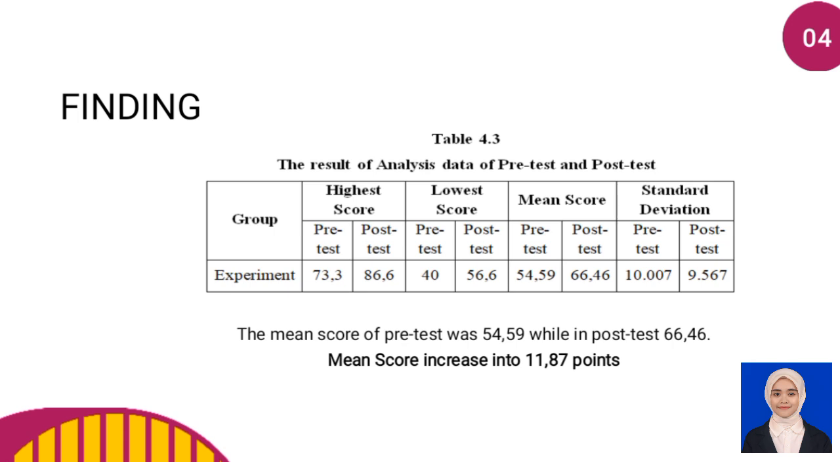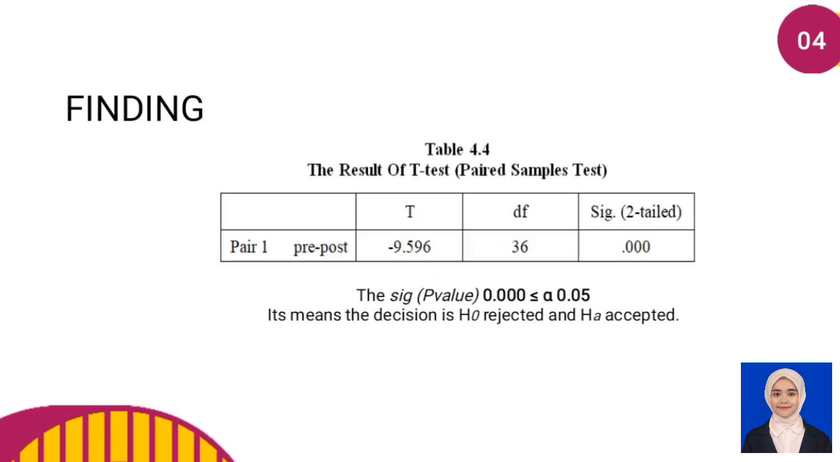And in the post-test, the lowest score is 56.6 and the highest score is 86.6. And for the mean score in the pretest, the point is 54.59, while in the post-test it increased to 66.46. It means that from the pretest to the post-test, the mean score increased by 11.87.